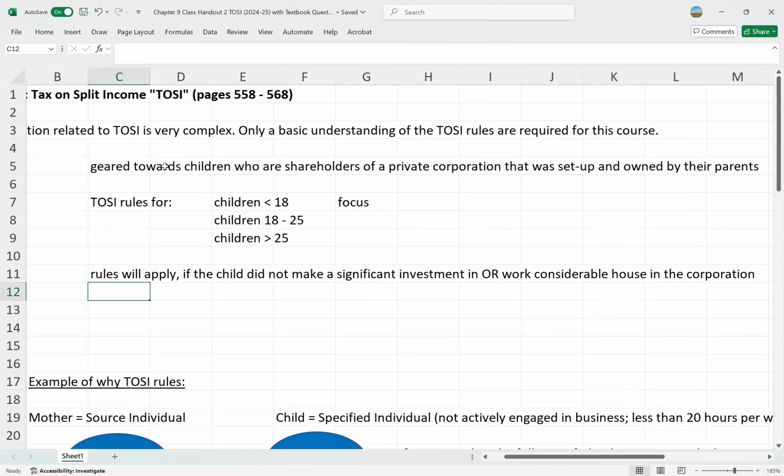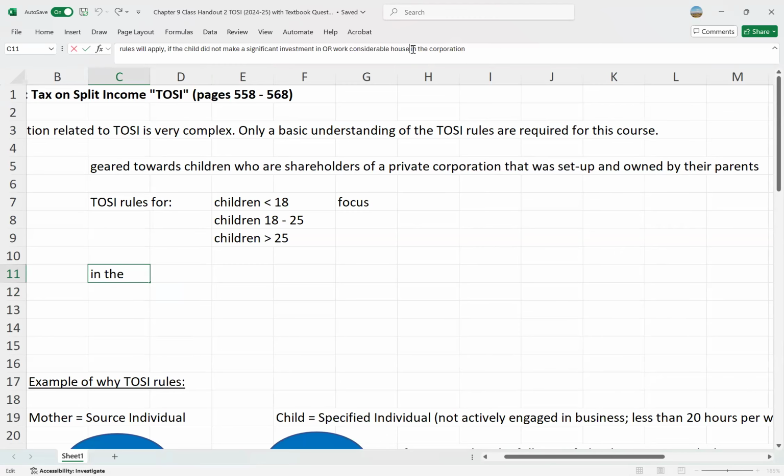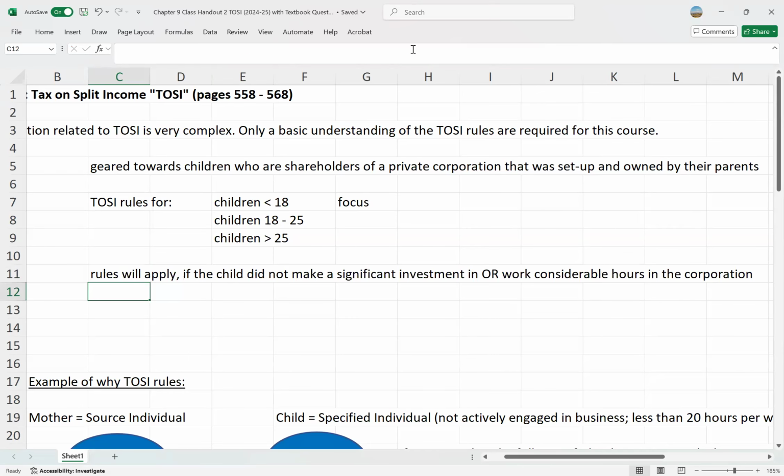So these rules are basically in place where we have a child who is a shareholder of a private corporation that is owned by their parents, and the child did not make a significant contribution into the corporation. Maybe the parents just gifted them the shares, so they didn't pay for the shares out of their own pocket. They're not working a considerable amount of hours in the corporation. So they're basically just a passive shareholder. And let me explain why we have these rules.